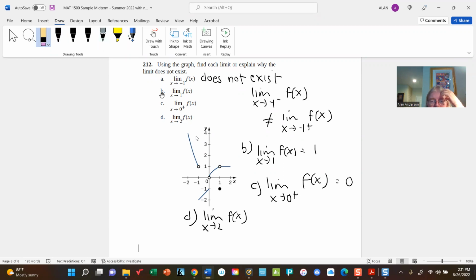Now there's a problem with this one. What is the problem? As we approach from the left, fine, the limit appears to be 1 from the left, but the function is undefined for any values of x past 2. So the limit coming from the right does not exist. And so therefore, this does not exist either.